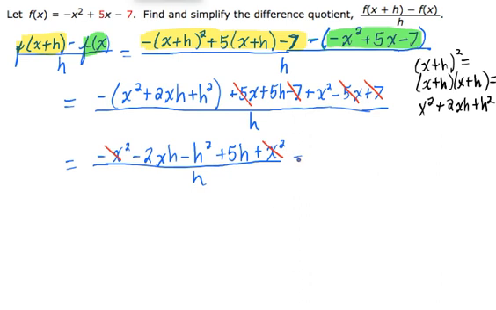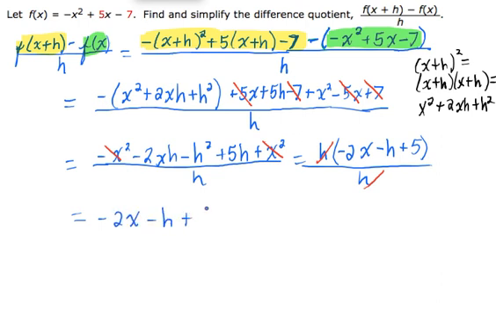Now, every term in the numerator has an h, which is great because, like I said, when you simplify a difference quotient, the h on the denominator should cancel out with an h in the numerator every single time. So what we can do is factor out that h from the numerator, leaving us with negative 2x minus h, and then plus 5. And once it's factored, then we can go ahead and cancel those h's. So our final answer here would be negative 2x minus h plus 5 as a simplified version of the difference quotient for this quadratic function.